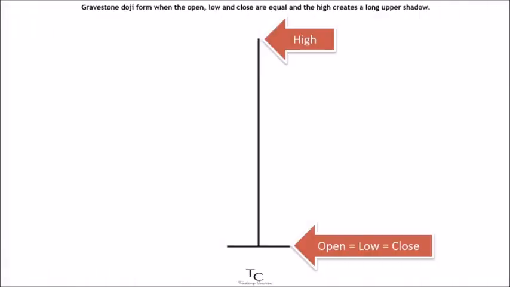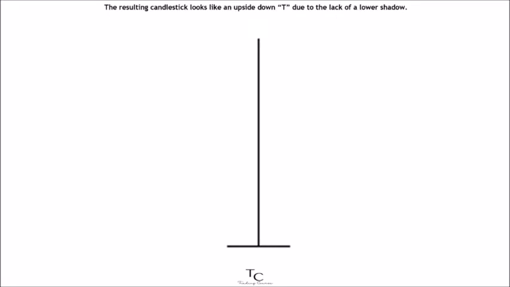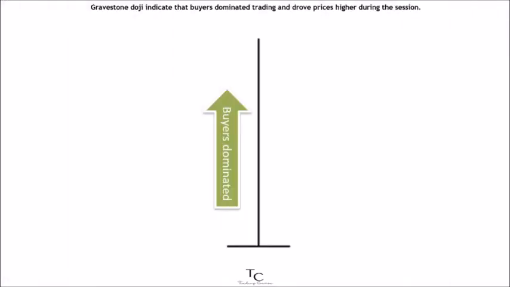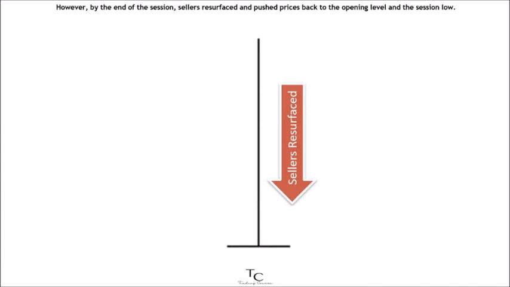Gravestone doji. Gravestone doji form when the open, low and close are equal and the high creates a long upper shadow. The resulting candlestick looks like an upside-down T due to the lack of a lower shadow. Gravestone doji indicate that buyers dominated trading and drove prices higher during the session. However, by the end of the session, sellers resurfaced and pushed prices back to the opening level and the session low.